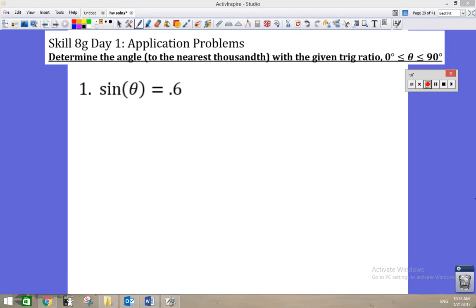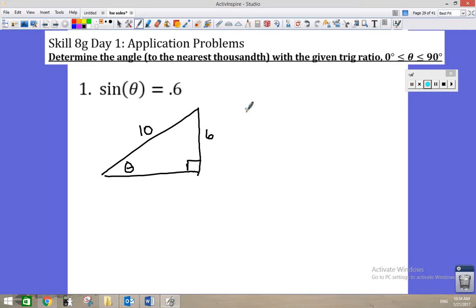Let's take a look at these application problems. Here we can make a sketch of a right triangle so we can see what's going on. We've got an angle theta. If the sine of theta is 0.6, then I can just think of the opposite side as 6, and the hypotenuse is 10.